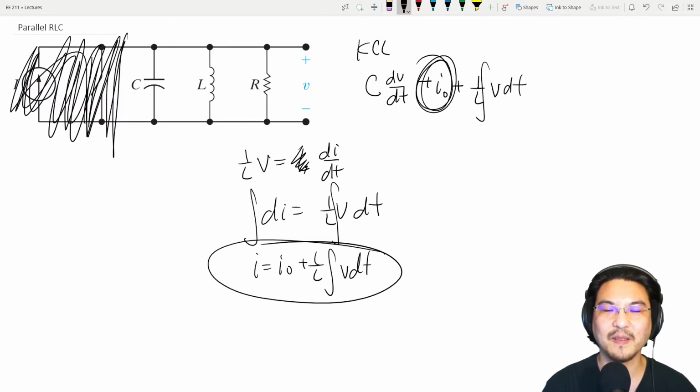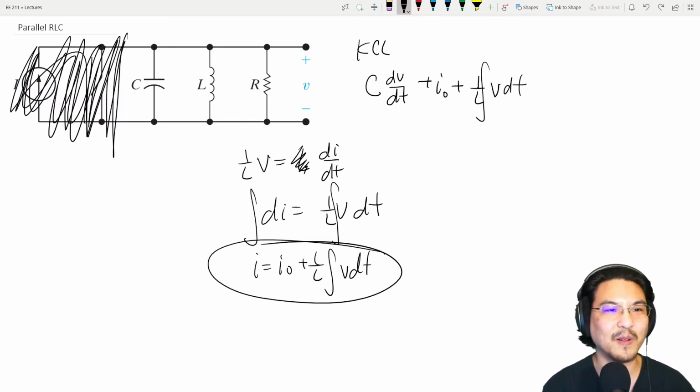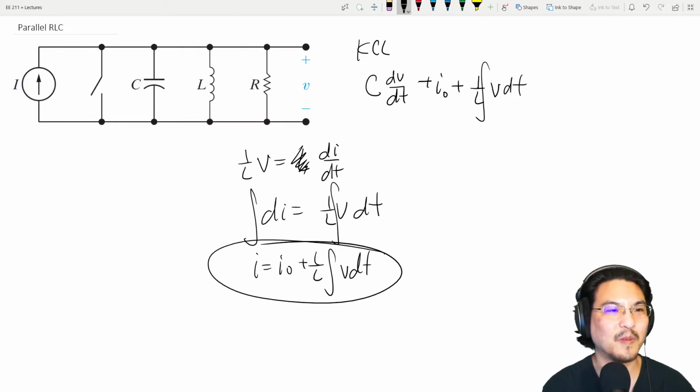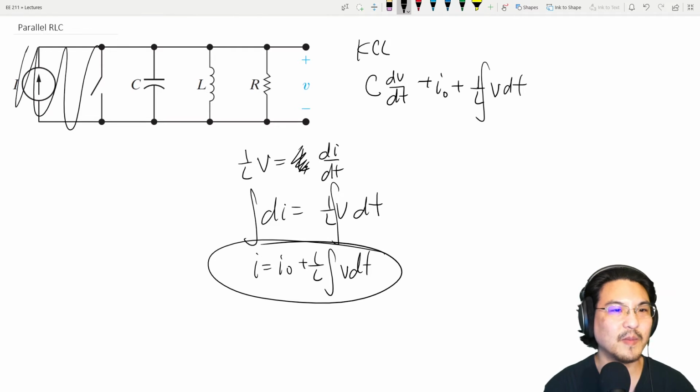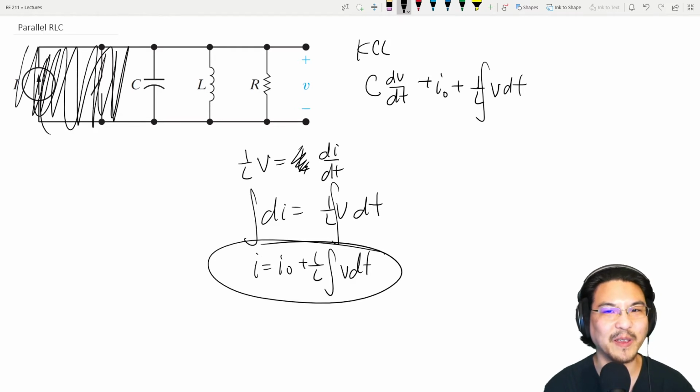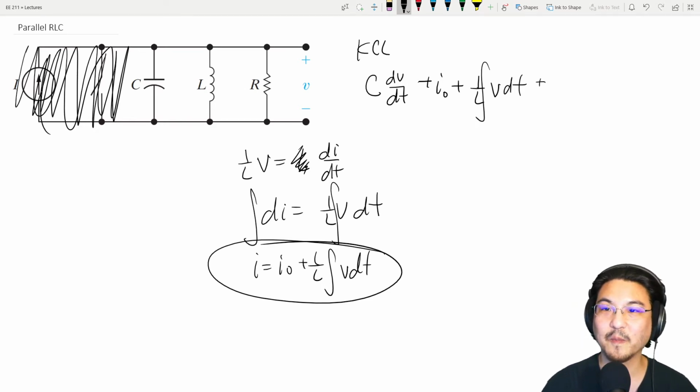And again, the initial current I naught is all of this one, right? Because that inductor was hogging all of the current. Okay, now what's the current through a resistor? V over R. Okay, so there you go. There's KCL.